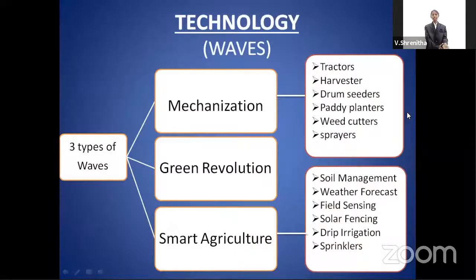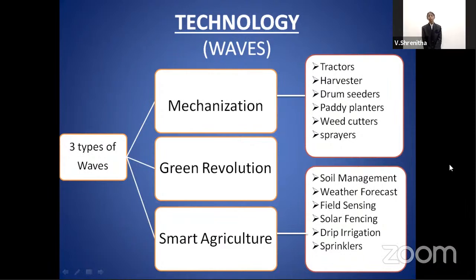Now, let us move on to a topic that is waves of technology: how the growth of technology took place and what are the different types of technologies available for farmers. As we had waves in the COVID-19 pandemic situation, isn't it? Like first wave, second wave, and third wave. We too had waves in technology. There are three types of waves, and the first wave is mechanization.